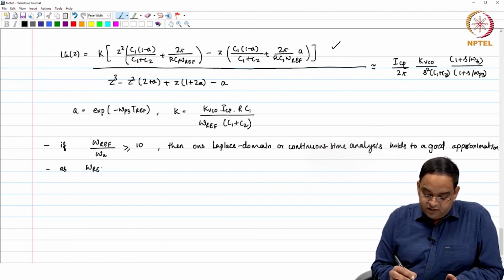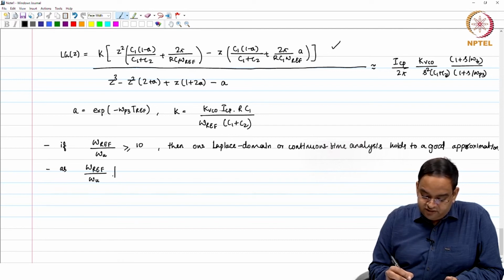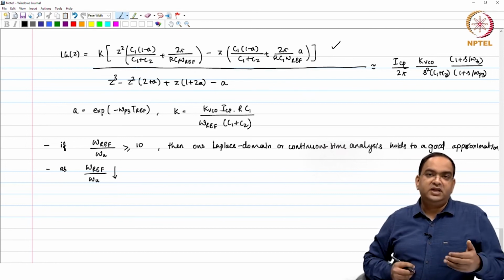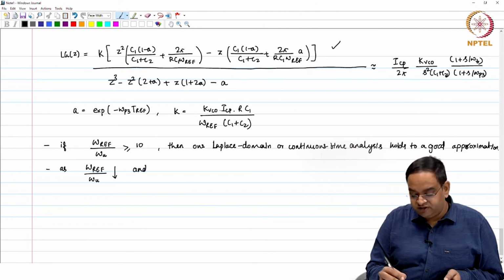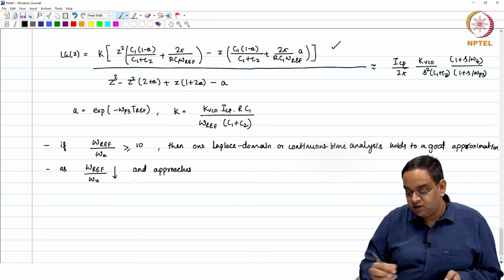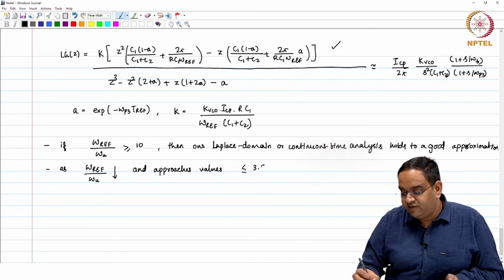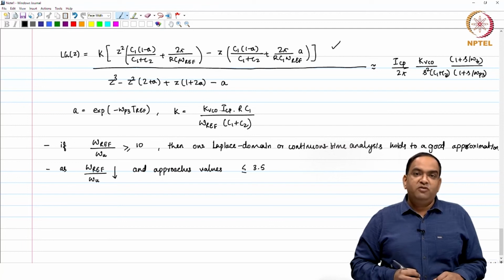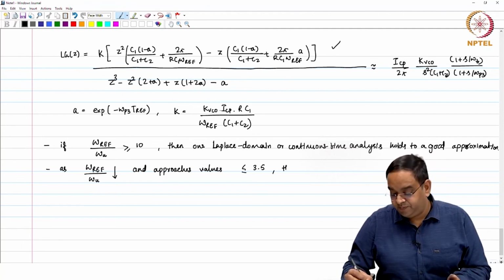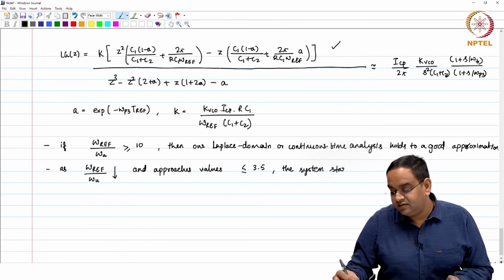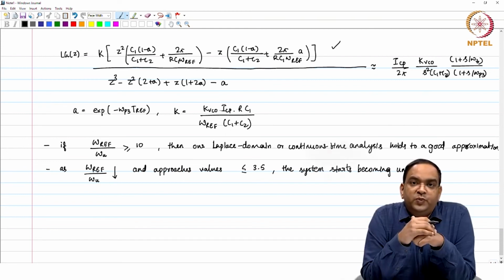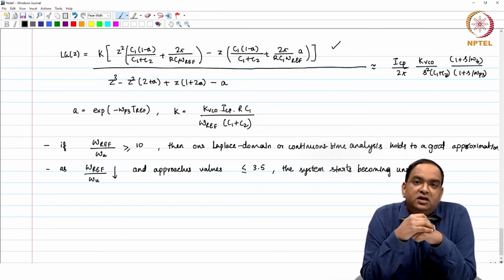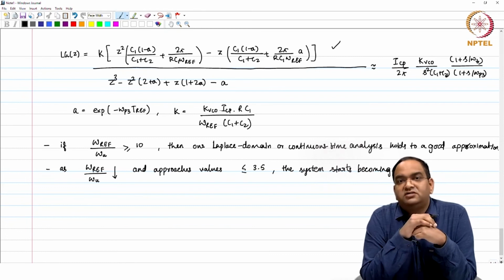As omega ref by omega u reduces, that can only happen when omega u increases in comparison to omega ref. When omega ref by omega u reduces and approaches values less than or equal to 3.5, these are the calculations that you will see, you will find that the system starts becoming unstable, and what happens is that you will start seeing the closed loop poles in the Z domain analysis going outside the unity gain circle, which is the condition for instability.